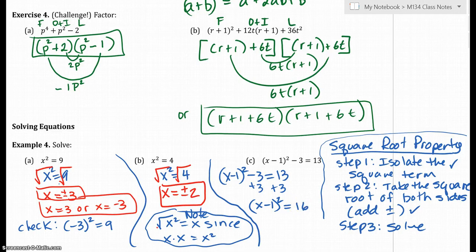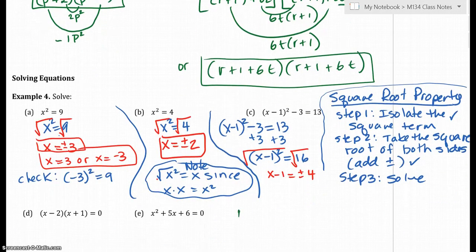Then let's take the square root of both sides in red. The left side is going to now be x minus 1 instead of just x, because x minus 1 times x minus 1 is x minus 1 squared. The right side, you have to add that plus or minus 4. So there actually is one more step with this one.